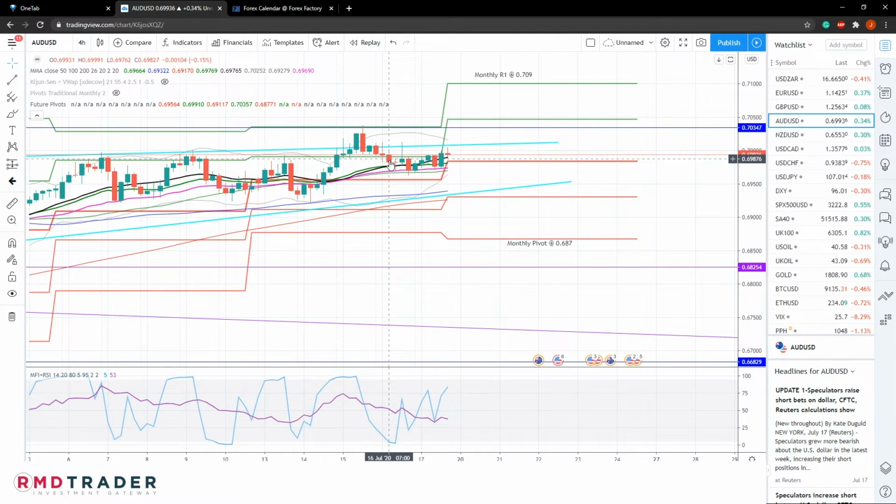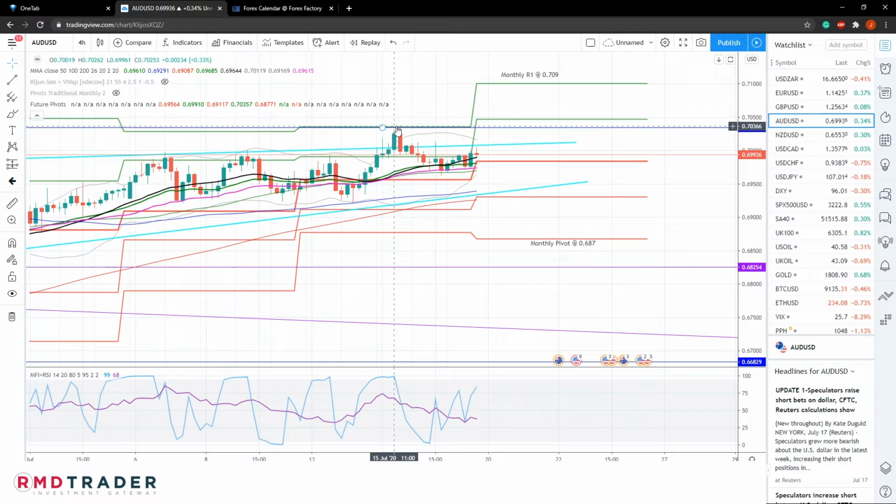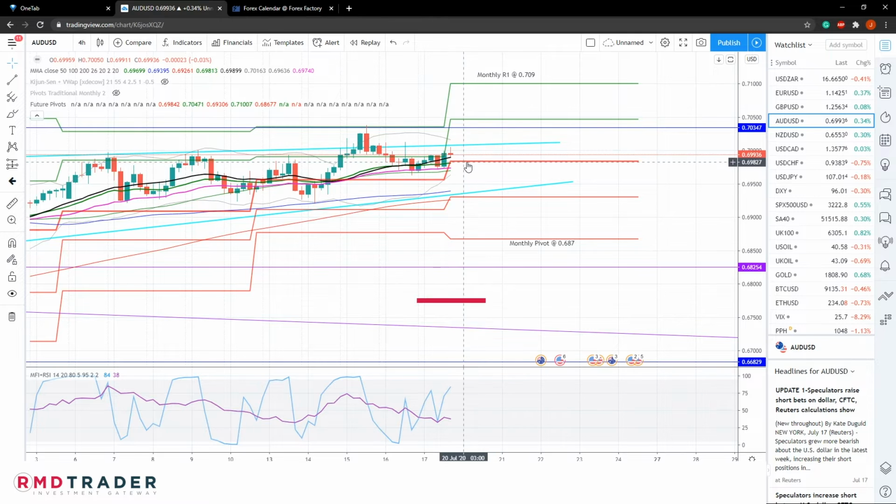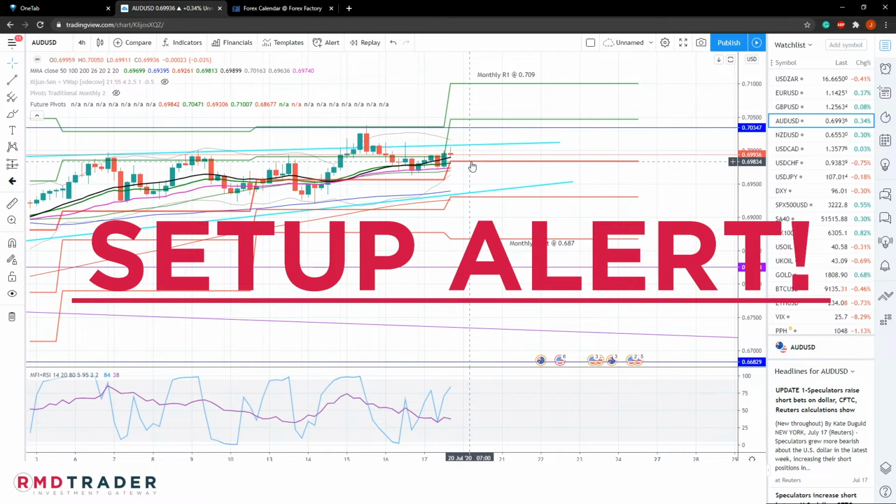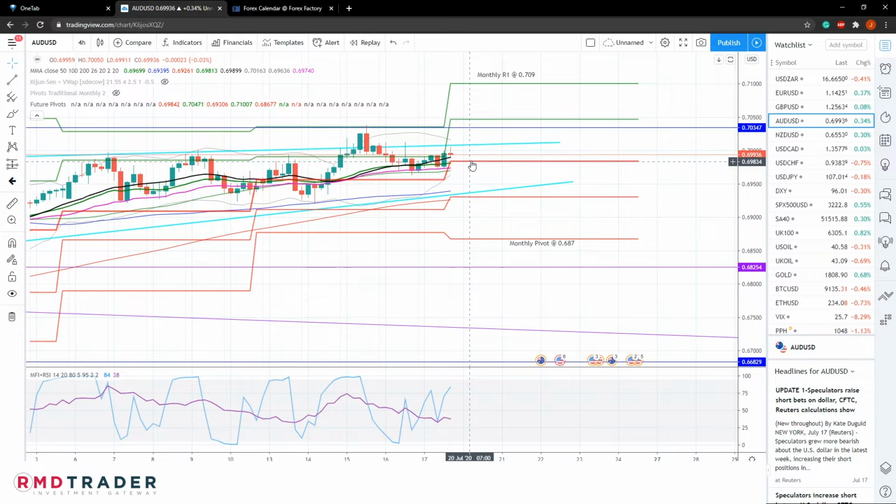And then looking at the chart, we can see that price briefly tested our overhead resistance level and target that we set at 0.703, and for this week we can expect that any bullish price action above our weekly pivot at 0.698 can give us targets at 0.704 or even as high as 0.709, which would be our monthly R1 pivot level and also our weekly R2 pivot level.